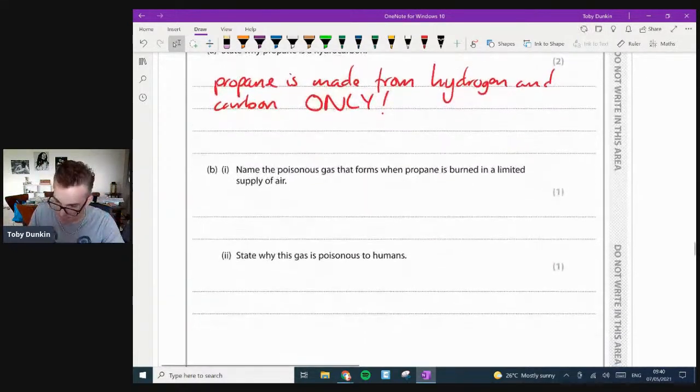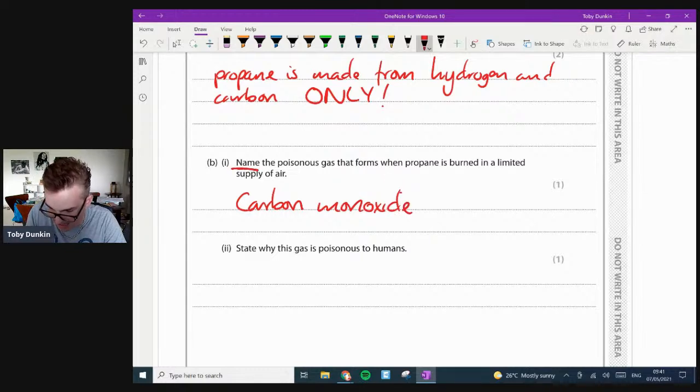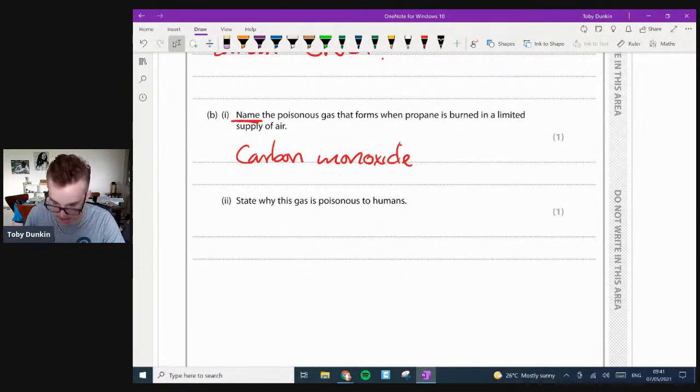Name the poisonous gas that forms in limited supply of air when propane is burnt. Carbon monoxide. Be careful, the question there says name. If you write the formula, you'll lose it.